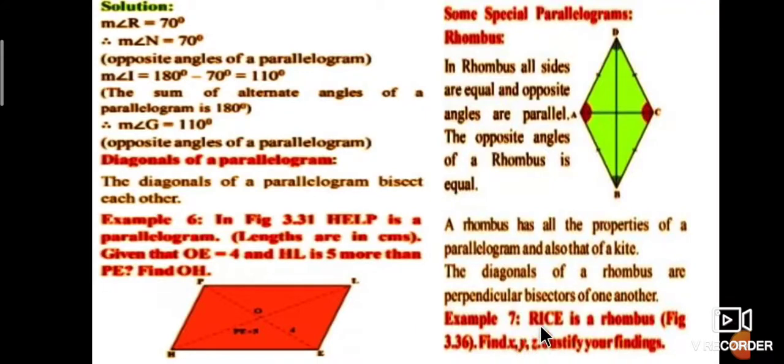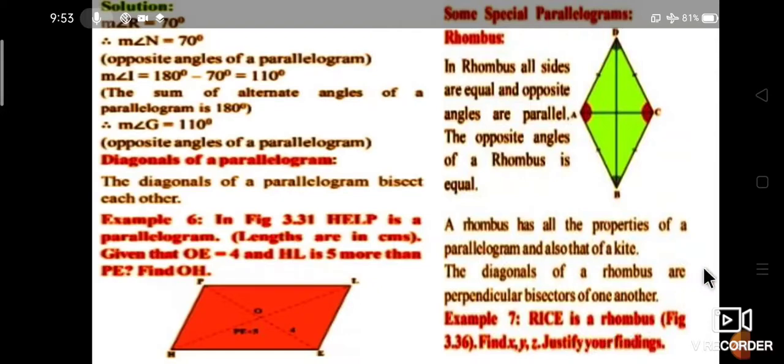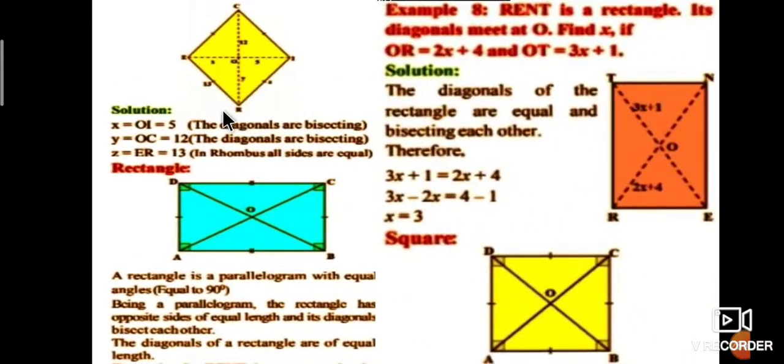Next, example 7. REC is a rhombus. Find x, y, z, justify your finding. Observe this one. In this one x is equal to y is equal to 5 centimeters because the diagonals are bisecting each other. Similarly, OC is equal to 12 centimeters because the diagonals are bisecting. Z is equal to ER is equal to 30 centimeters. In a rhombus, all sides are equal.